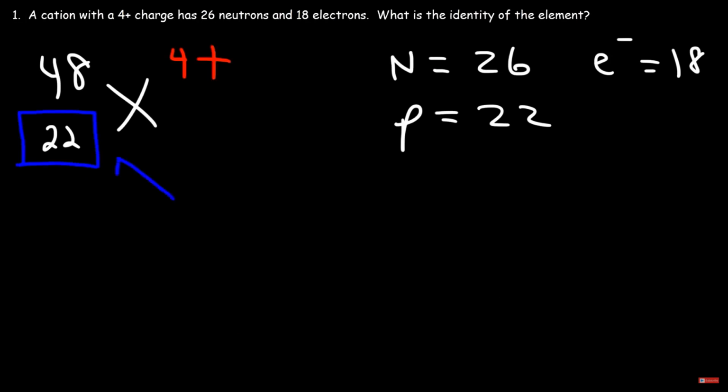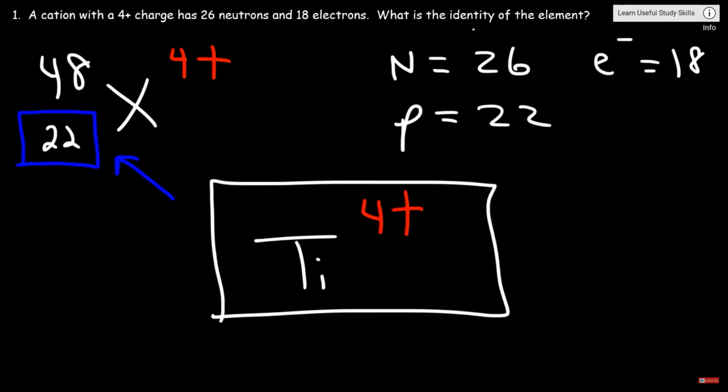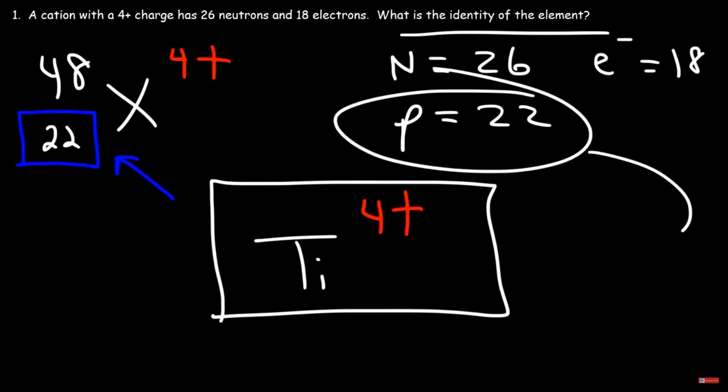So if you go to the periodic table and look for element 22, let me get mine real quick. You'll find that this corresponds to titanium. So this is the titanium 4+ ion, and this is the answer. So titanium is the unknown element. And that's how you can identify any unknown element for these types of problems. Once you identify the number of protons, you could use the periodic table to identify the missing element.